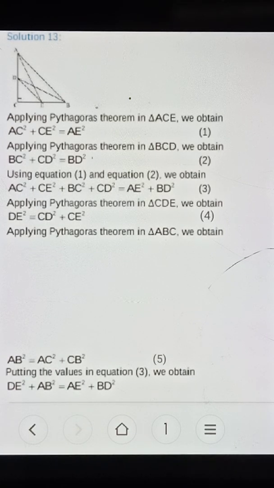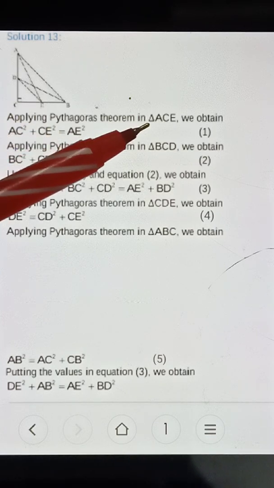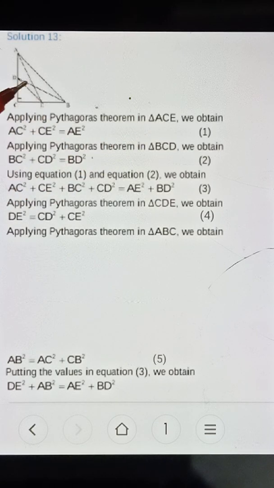Okay, so like in applying Pythagoras theorem to triangle ACE, so AE square would be AC square plus CE square, one equation. Applying Pythagoras theorem to the other triangle, that is your BCD, this triangle here. So your BD square will come same as BC square plus CD square. Okay, likewise. So I'll go according to how it has been proved here.